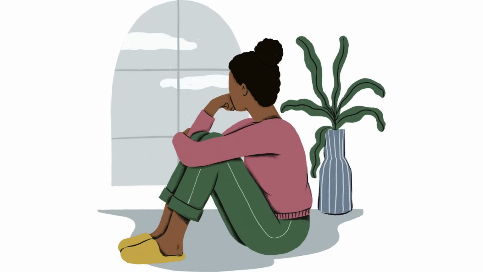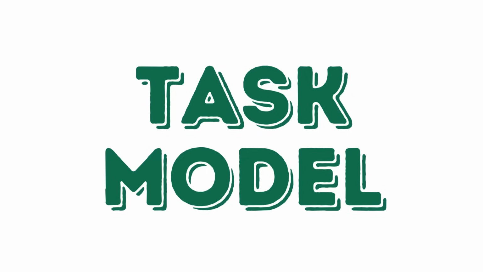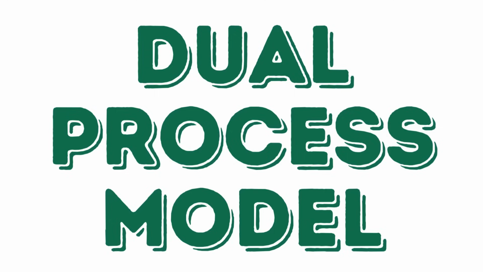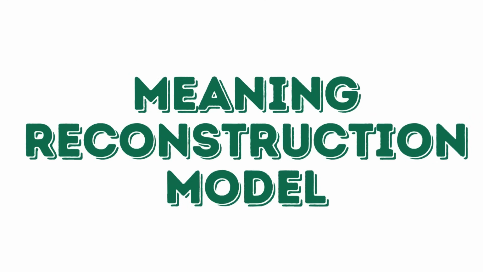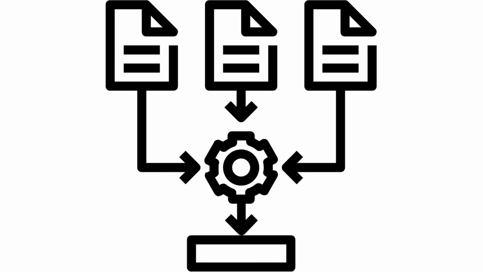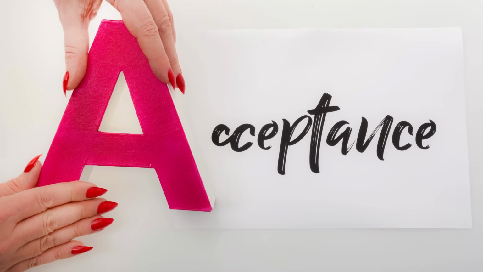Several models have been developed to understand and facilitate the grieving process. Here, we will explore 3 prominent models: Worden's task model, the dual process model, and the meaning reconstruction model. Worden's task model. J. William Worden proposed 4 tasks of mourning that individuals need to work through to resolve their grief.